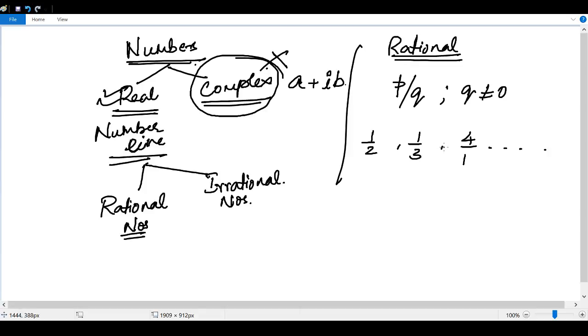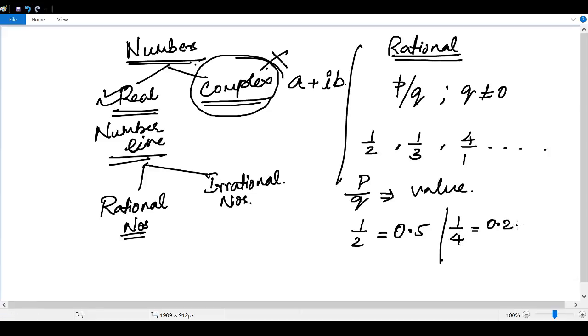And which implies that when there is a p by q form, there will always be a value, right? So 1 by 2 will have a value which is 0.5, or if I say 1 by 4, it will have a value which is 0.25, or if I say 1 by 3, it will have a value which is 0.33, and so on.